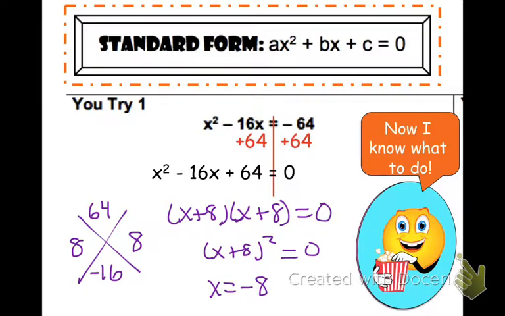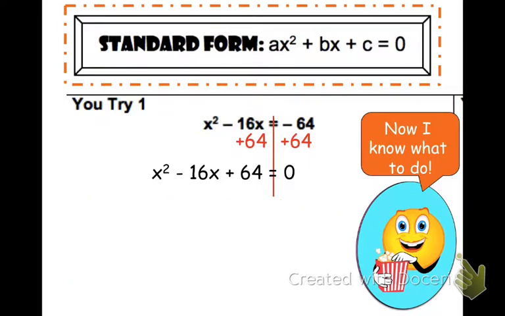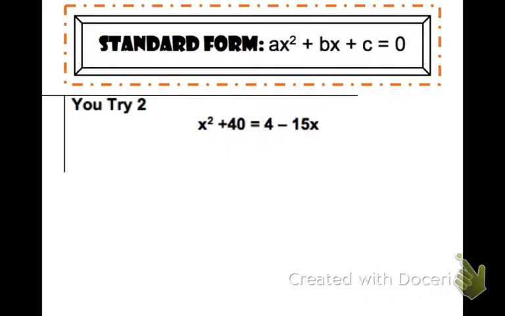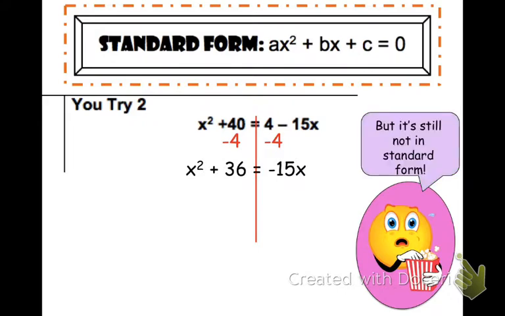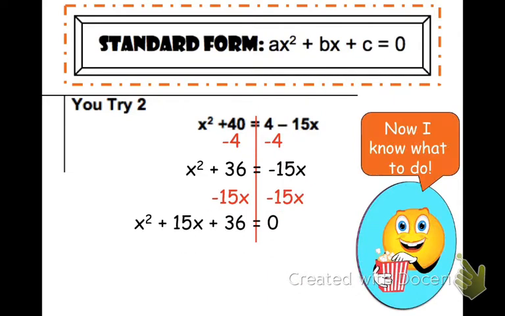All right, let's look at number 2 on the you try. And again, this one you should have put in standard form because it's not in standard form. Subtract the 4 and add the 15x. So if you did that, you should have gotten the following, the 4 and the 40 combined. When you move the 15 over, because it's still not in standard form, make sure you put the 15 second, and then you should have factored it from here and gotten the following.